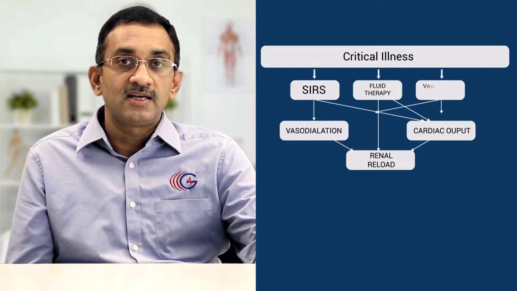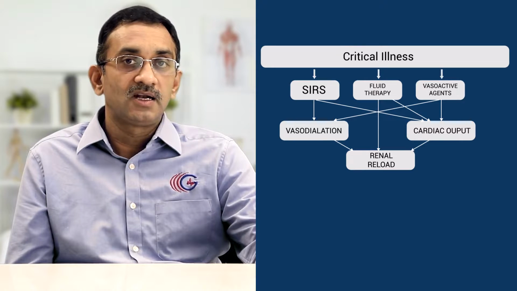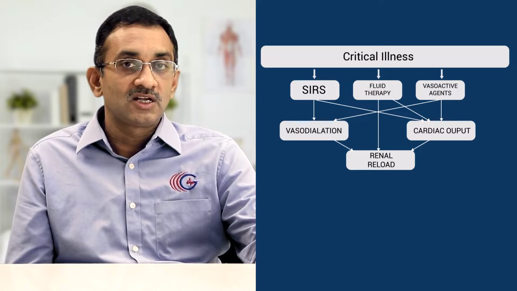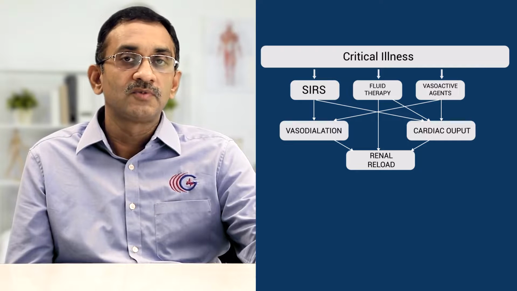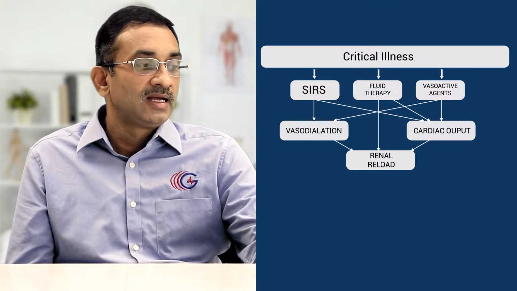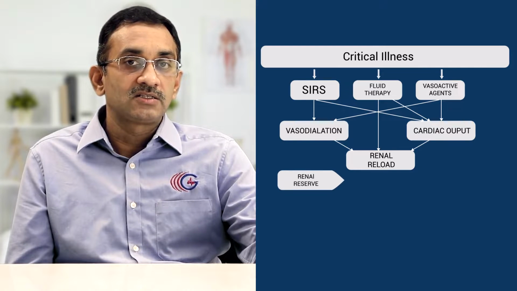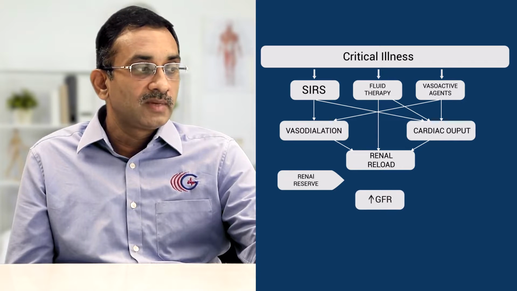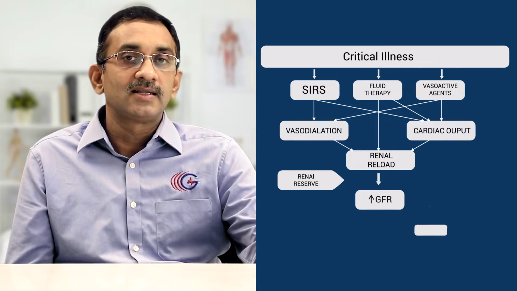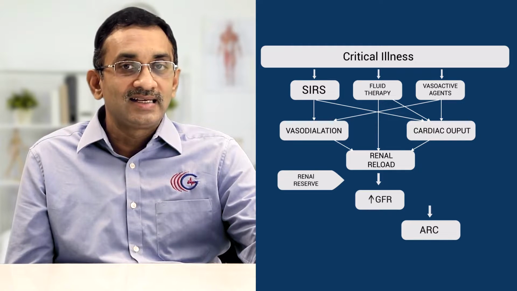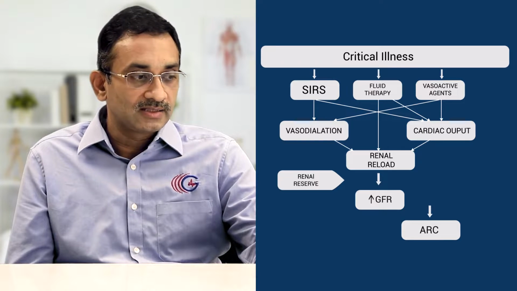I use vasoactive agents like norepinephrine, which can squeeze the blood vessels, increase the mean arterial pressure, and alter the blood flow to the end organs, including the kidney and the liver. The interplay of these things can essentially increase or decrease the renal blood flow, increase or decrease the preload, increase or decrease the renal reserve, and therefore can cause increased glomerular filtration. When I talk about augmented renal clearance, most of these mechanisms lead to increased renal blood flow, increased glomerular filtration, increased clearance of the drug through the kidneys.